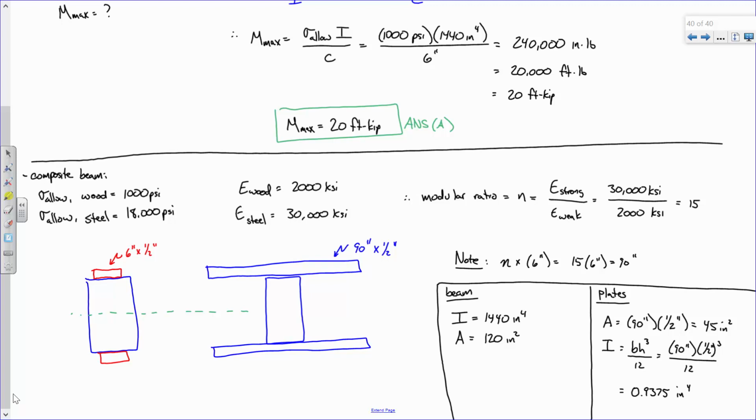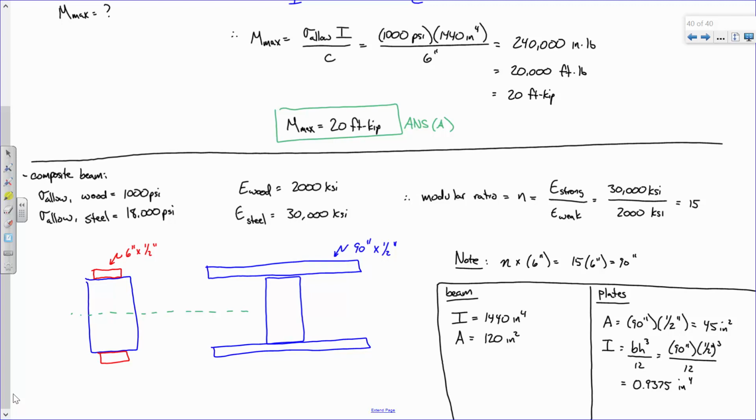Everybody okay with this? Now, I have one other thing I want to compute. Everybody remember the parallel axis theorem, right? How do you determine the moment of inertia? You take the moment of inertia of each individual shape and you add A d squared, okay? Now, what are those d distances? It's the distance from the centroid of the whole thing to the centroid of each individual shape, right?